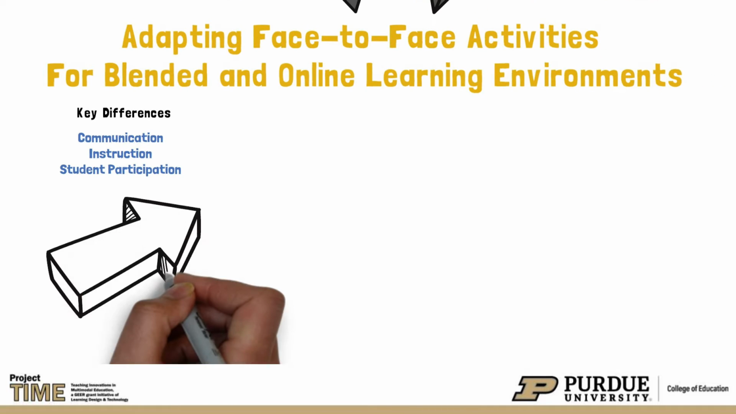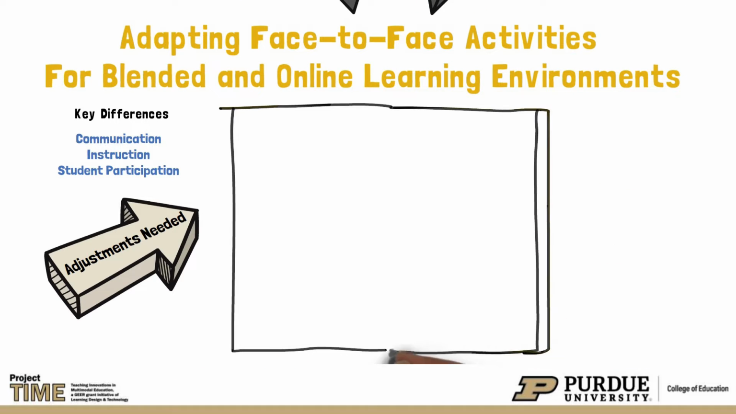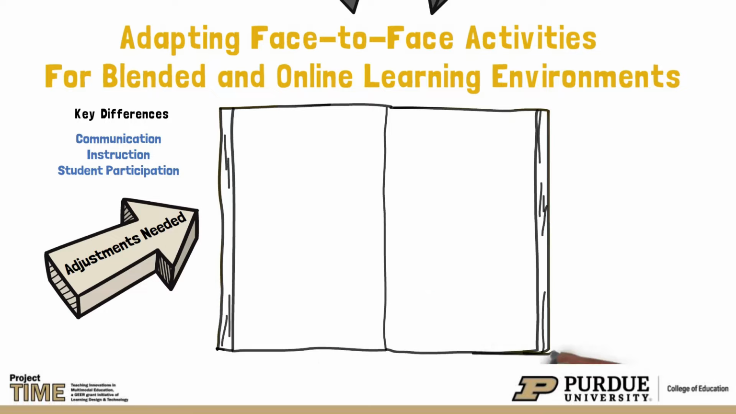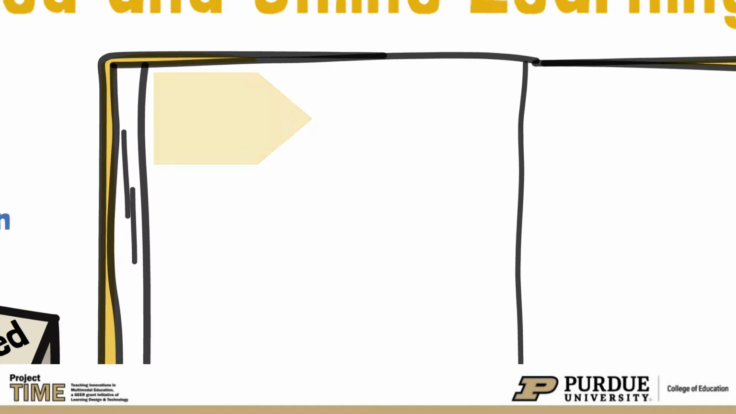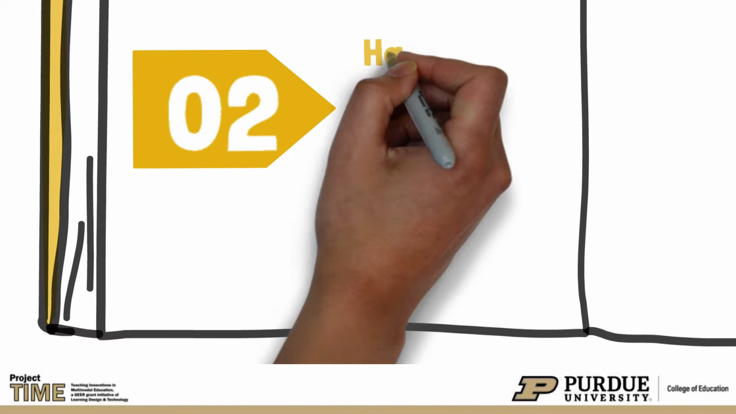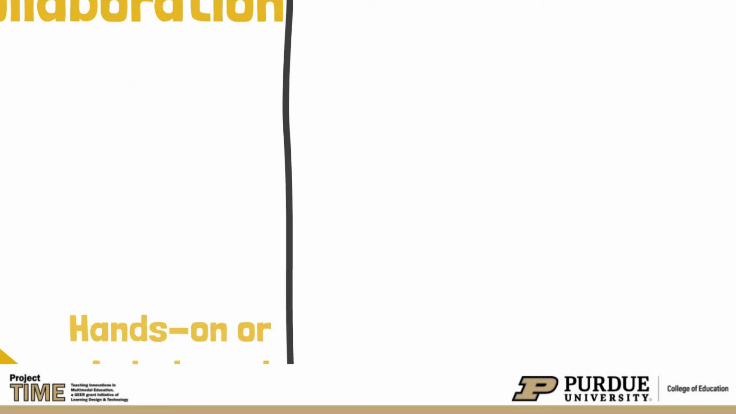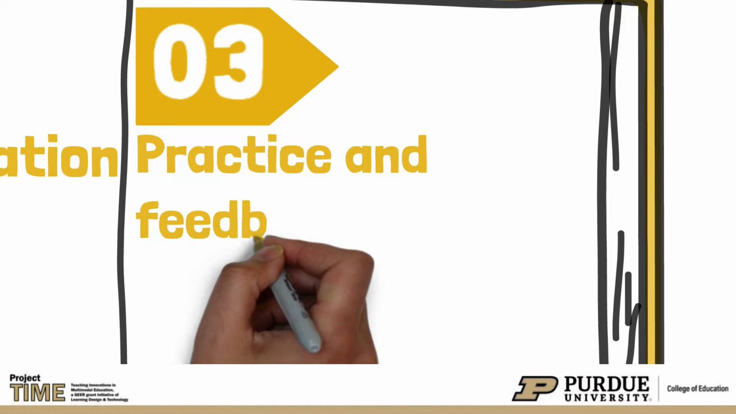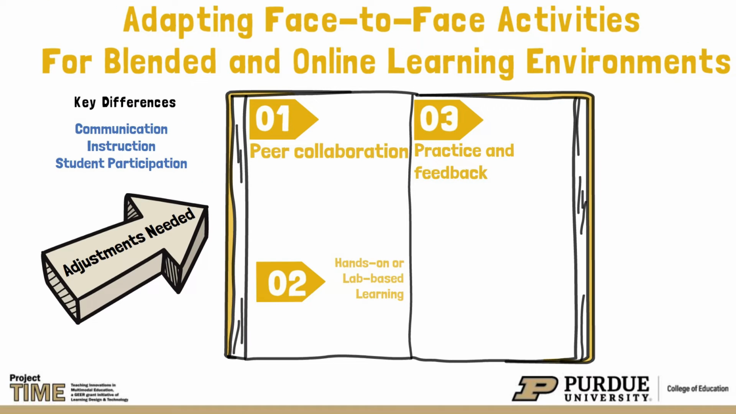Learning activities that work well in face-to-face classrooms can often be adapted for online learning environments. Peer-to-peer collaboration and discourse, hands-on or lab-based learning, and opportunities for practice and feedback are common learning activities that often require adjustments to be effective in online environments.